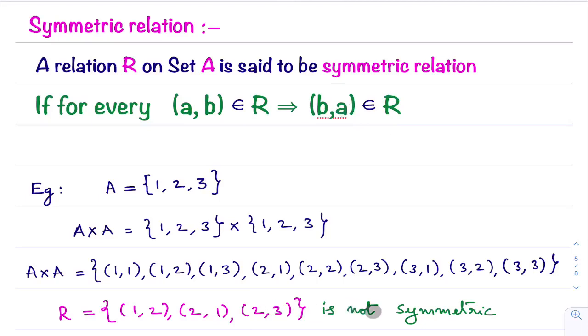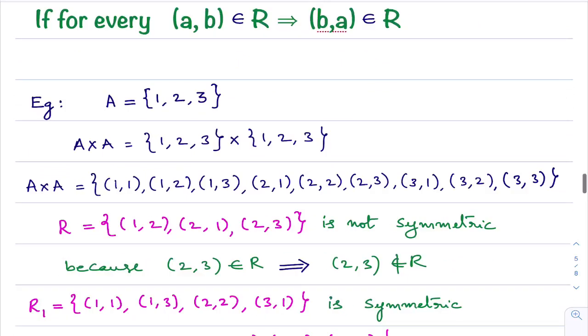I hope you got some clarity here. So I'll write the reason. Because (2,3) is there in this relation, but (3,2) is not. Please correct this mistake. You see here (2,3) is there in this relation, but the ordered pair (3,2) does not belong to R. That's why we are saying this is not symmetric. I hope you got very good clarity about symmetric relation now.